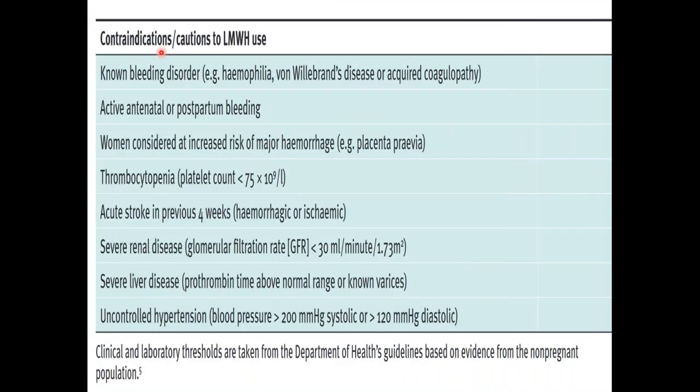What about the contraindications for low molecular weight heparin? These include bleeding disorders like hemophilia, chronic disease, active antenatal or postnatal bleeding, women considered at risk of major hemorrhage in case of placenta previa, thrombocytopenia, acute stroke, severe renal disease or severe liver disease, or uncontrolled hypertension. These are the contraindications, or conditions where low molecular weight heparin should be used with caution.